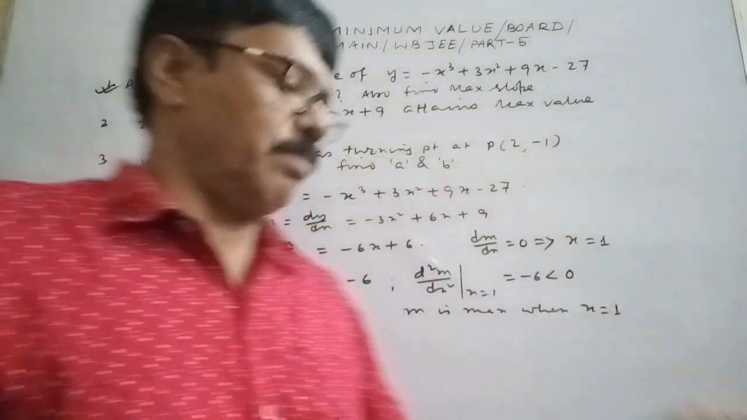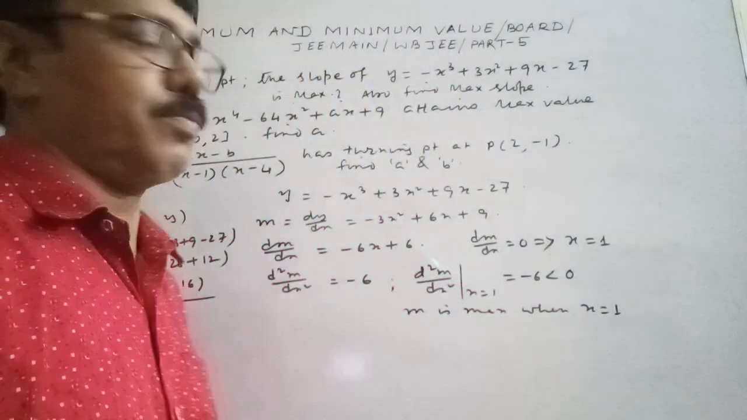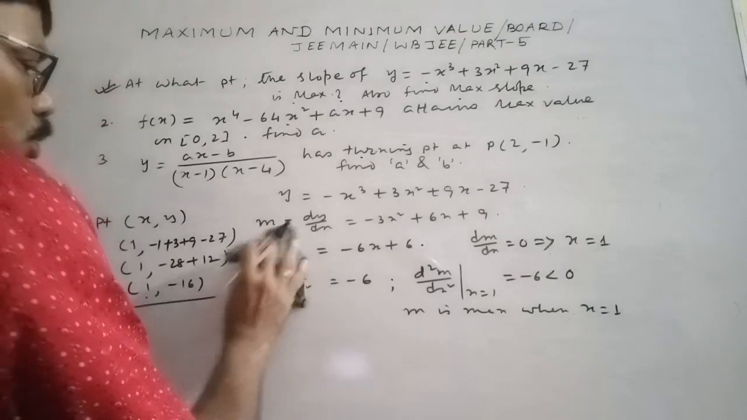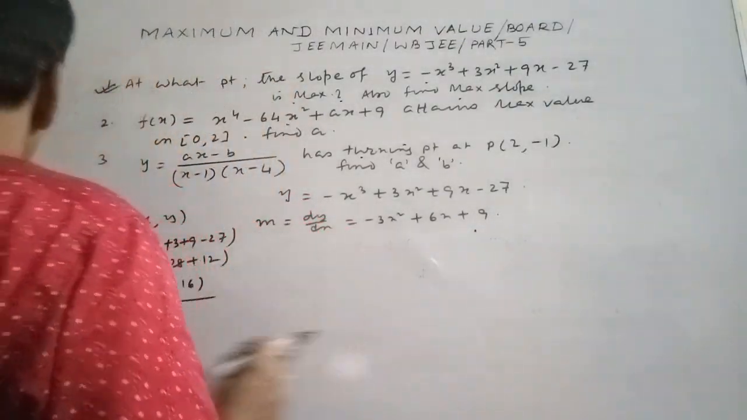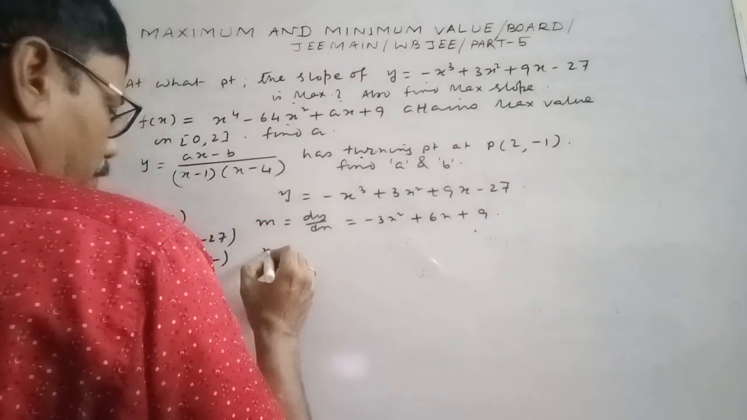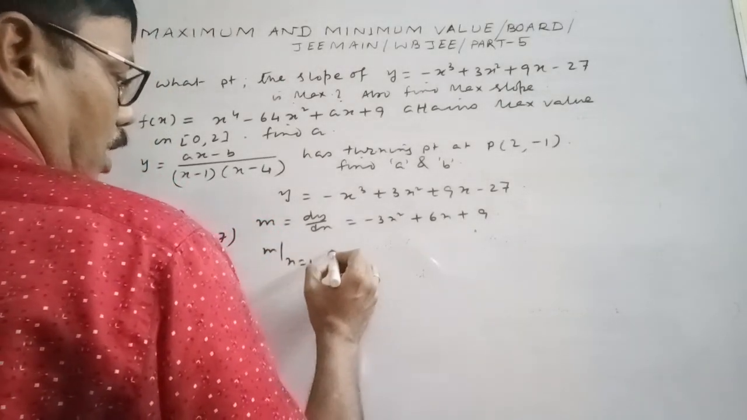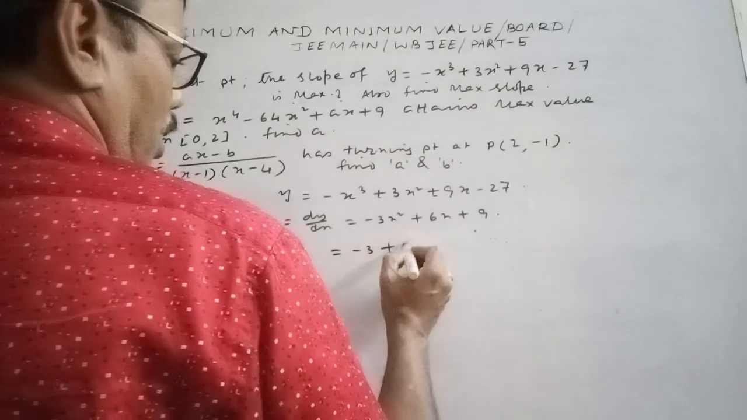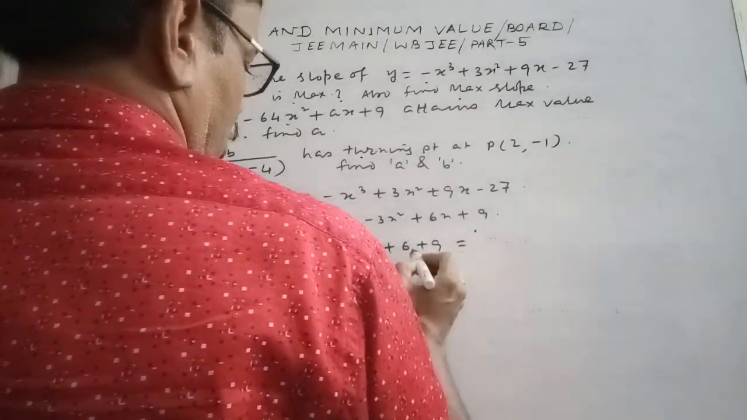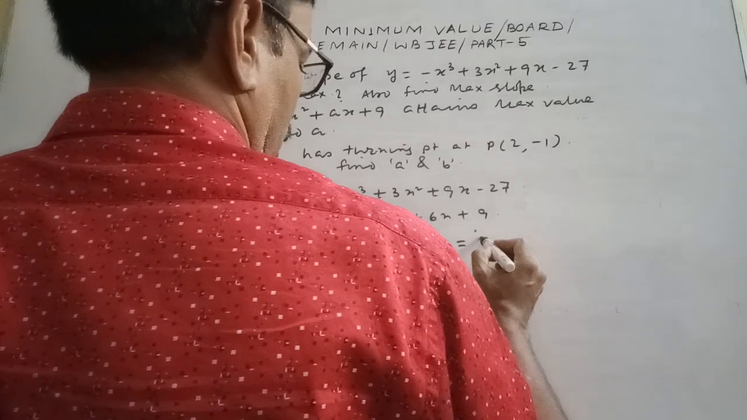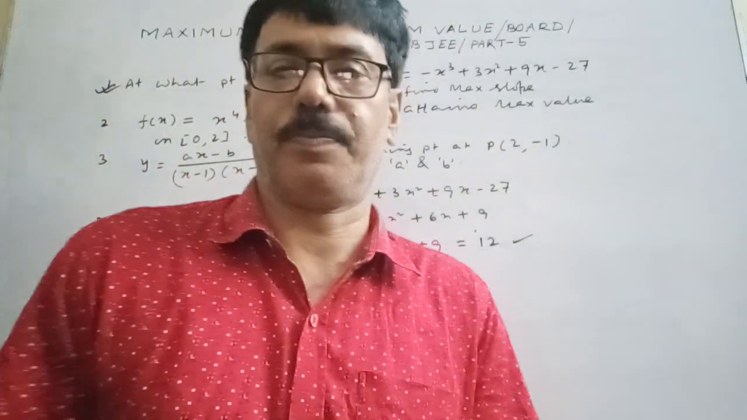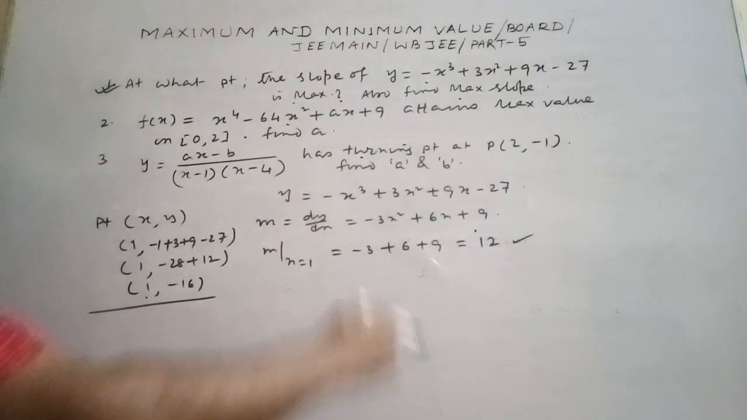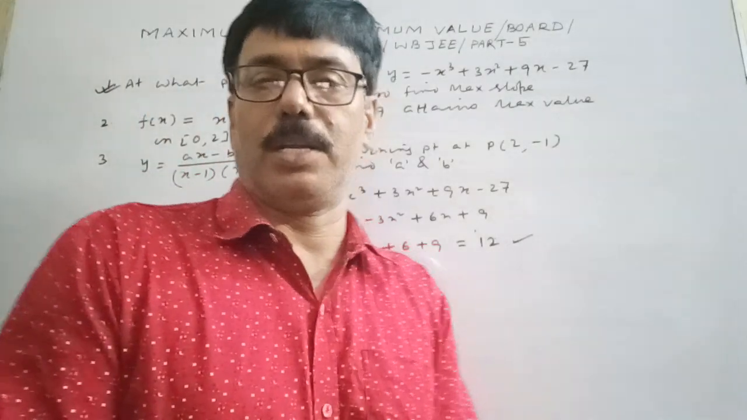Now what is the maximum slope? Maximum slope is obtained by putting the value of x in m. So m at x equals 1 is minus 3 plus 6 plus 9. So 15 minus 3, this is 12. Maximum slope is 12. So you only need the idea of what slope is. Slope is the first derivative dy by dx.